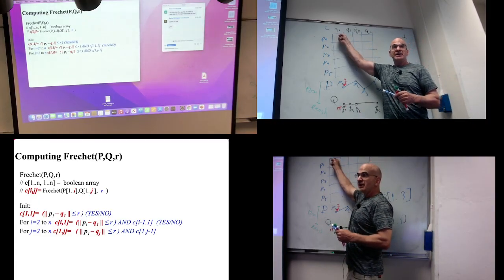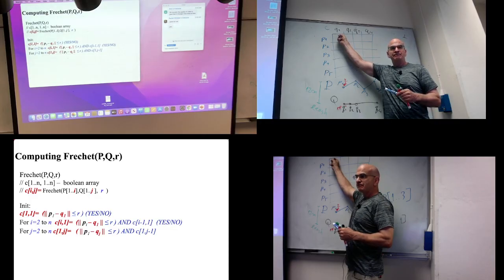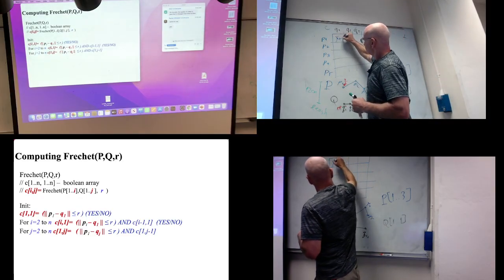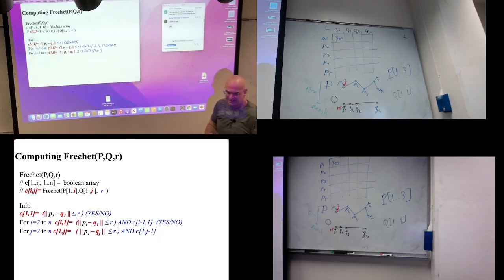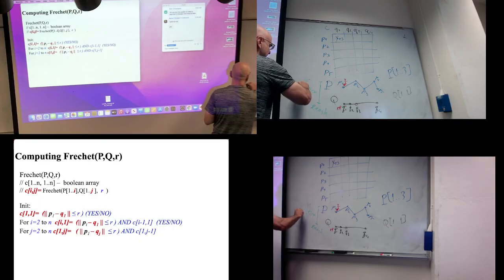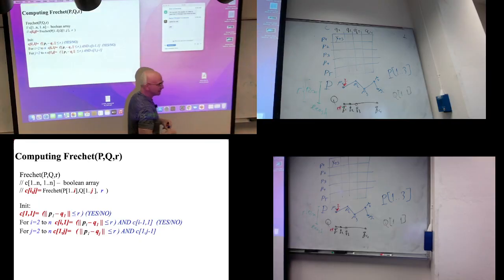So what should I write in C11? Yes, they can stand there and the person can hold the dog by the leash. The distance between them is not more than the target length of the leash, R right here. This leash is R, and we are checking this length against R. Yes, on Zoom, does it make sense?